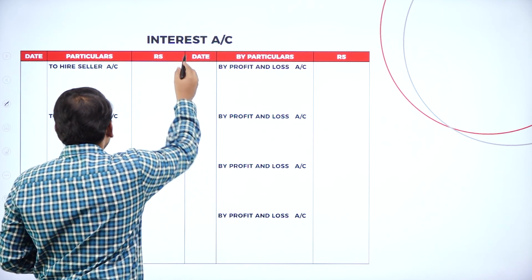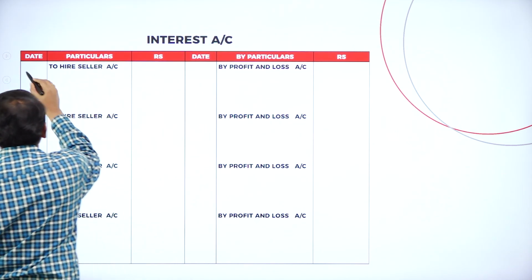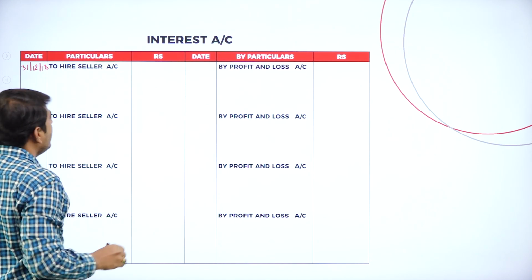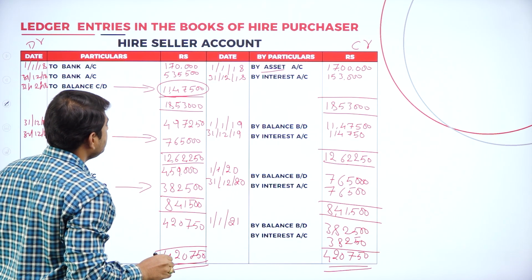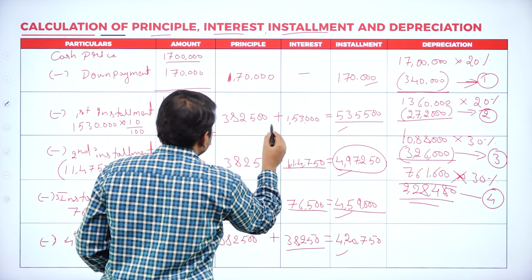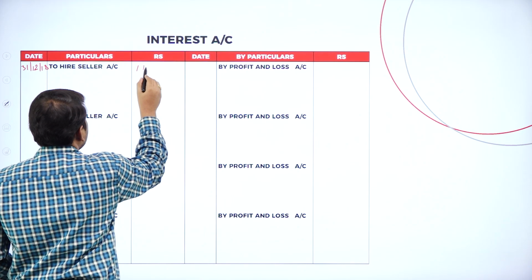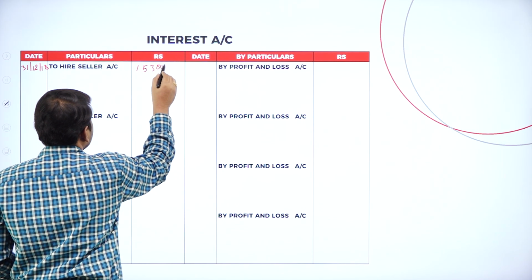So here, interest account to hire seller account, 31st 12/2018. What is our interest? Our interest is 1,53,000 for the first year.